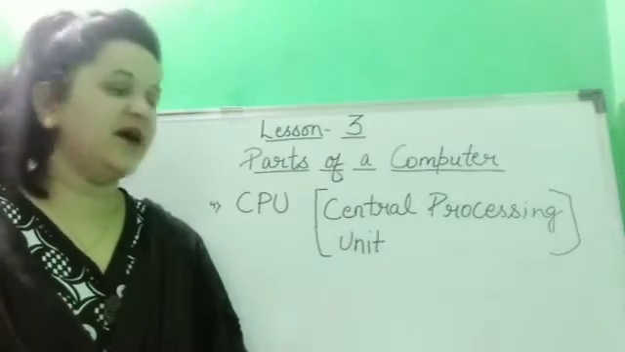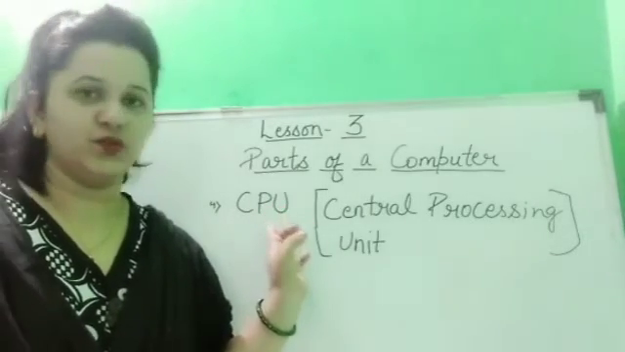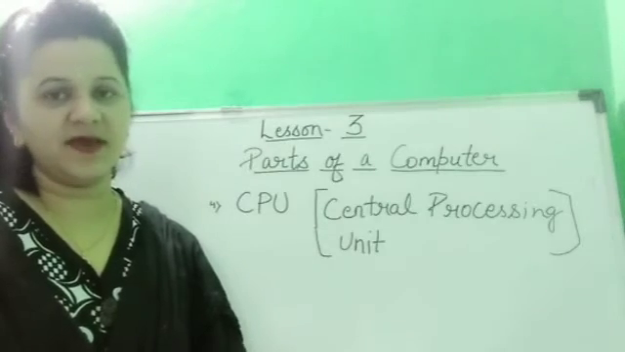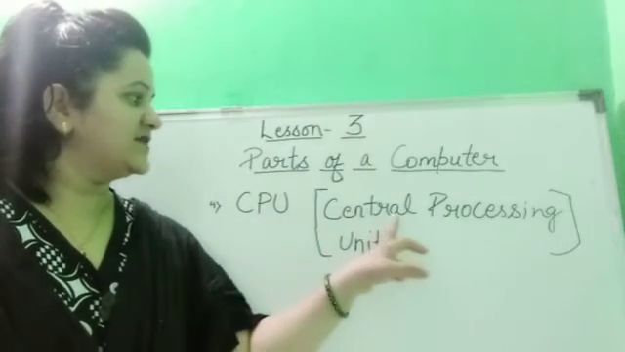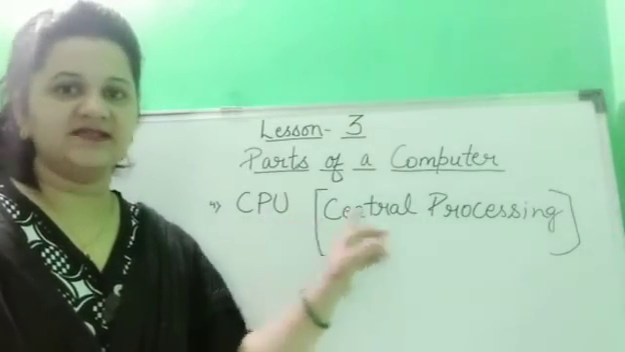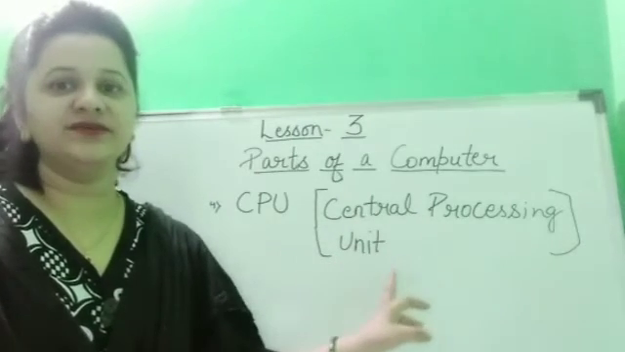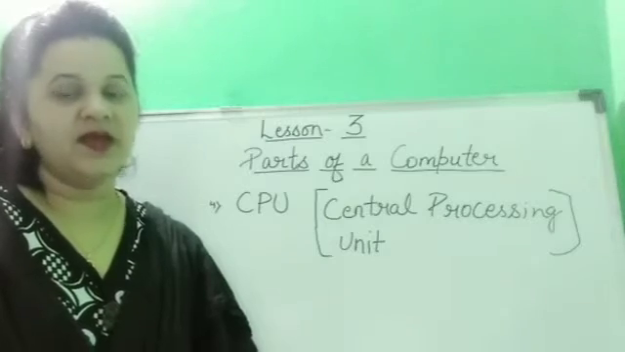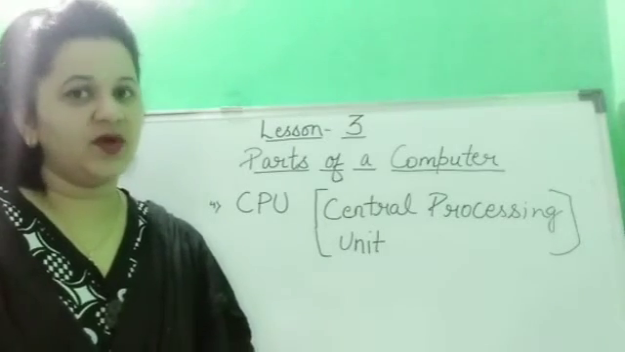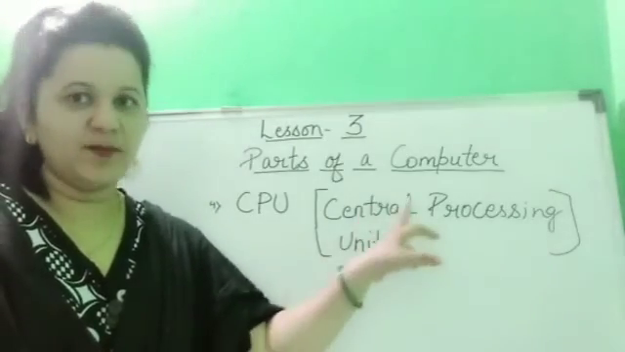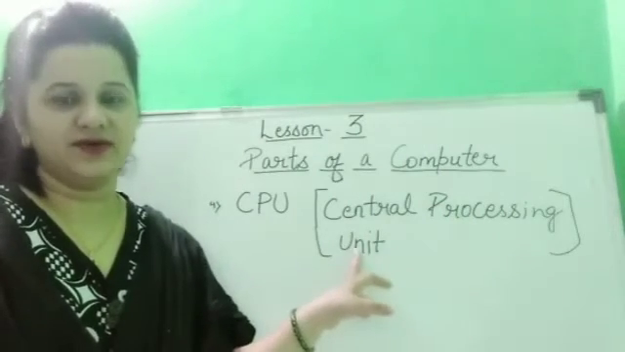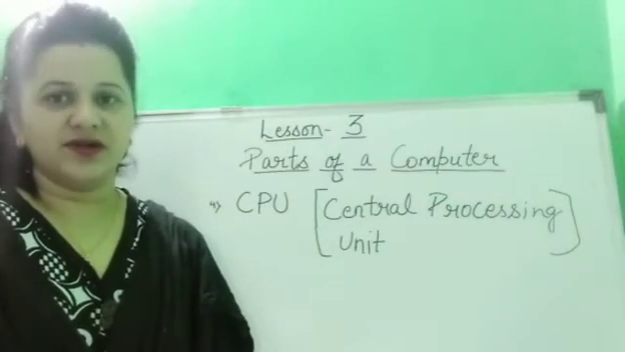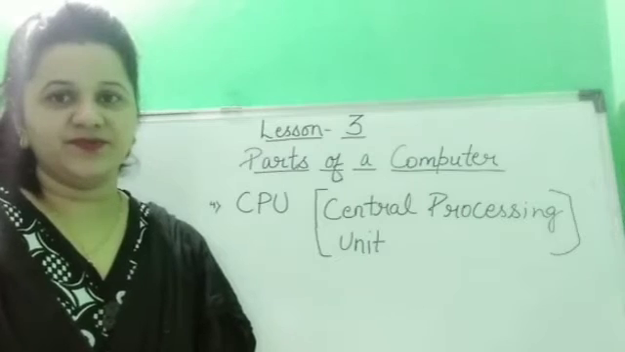Now the next part comes CPU. Now children, what is the full form of CPU? C stands for central, P stands for processing, and U stands for unit. So what is the full form of CPU? The full form of CPU is Central Processing Unit. Very good children.